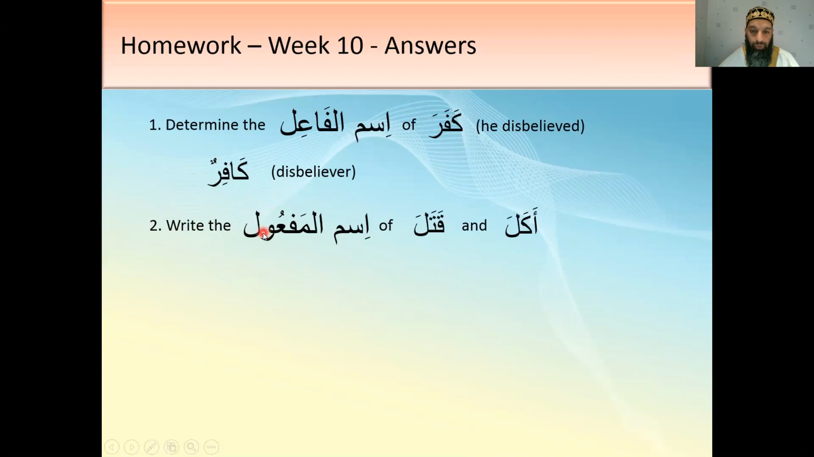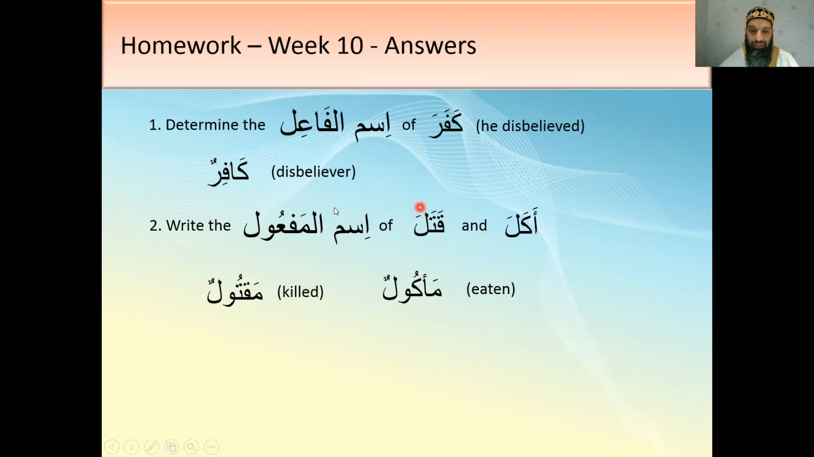Write the ism maf'ul of qatala and akala. Qatala means to kill, he killed. You put qatala into this pattern as we did in the last lesson, so maqtulun is killed. And ma'kulun is eaten, like in Surah Fil, faja'alahum ka'asfim ma'kul, eaten.